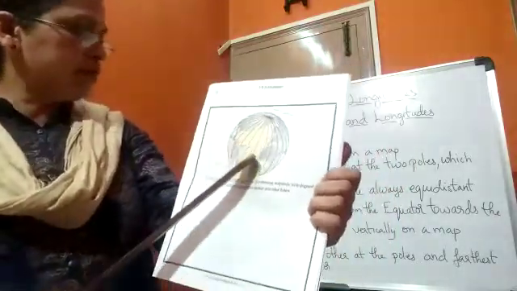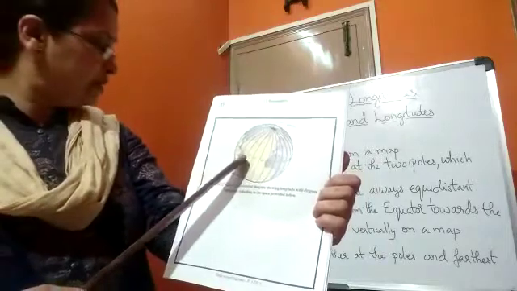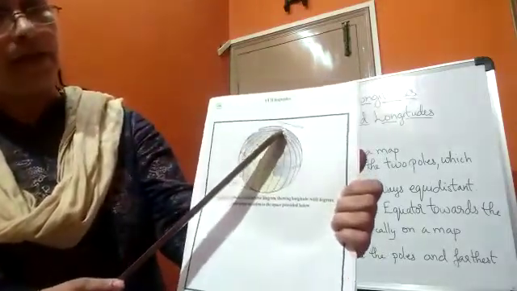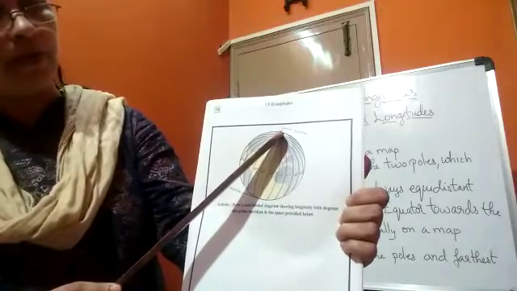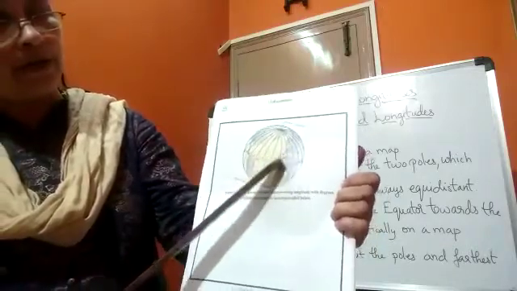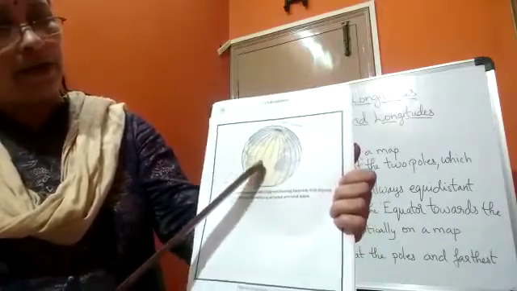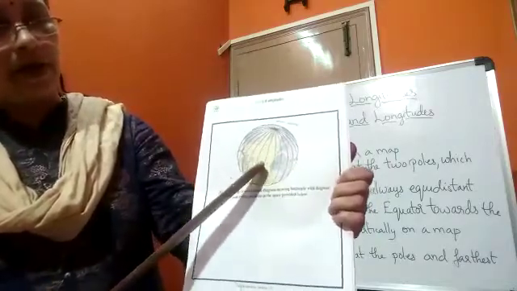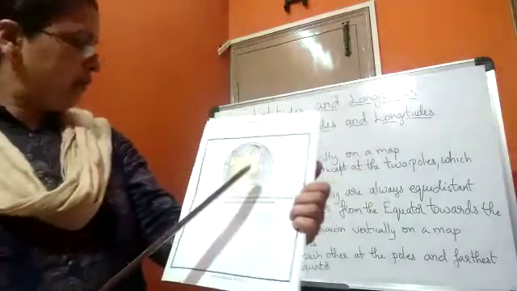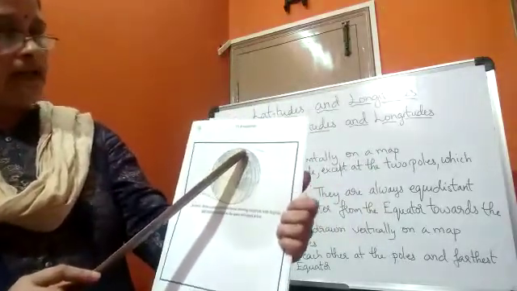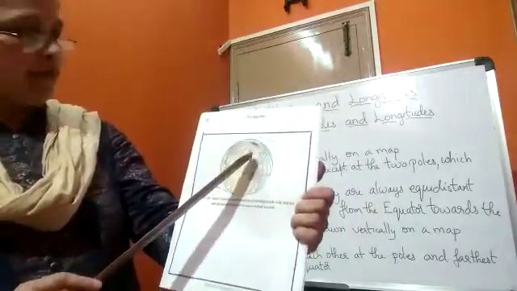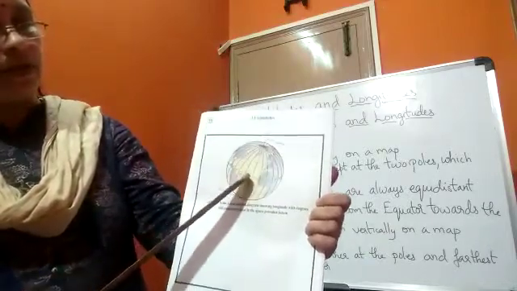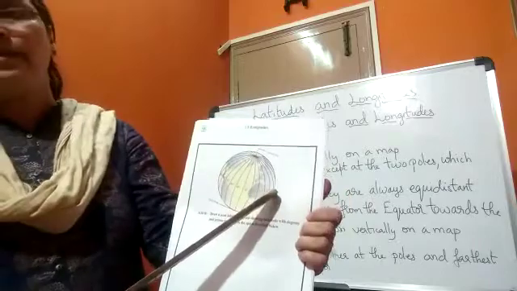They are closest to each other near the poles and farthest apart near the equator. This is the equator. They are far apart near the equator. They are vertical lines drawn on the map, meeting at the poles.